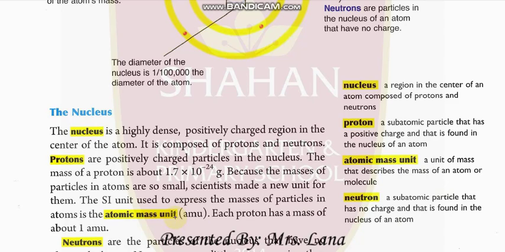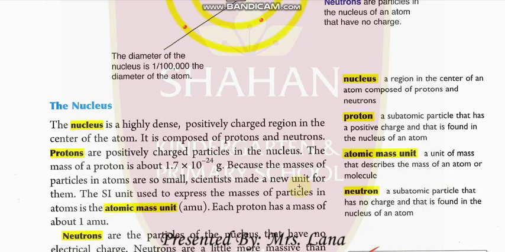Each proton has a mass of about 1 AMU, atomic mass unit. So what is the atomic mass unit? It is the unit of mass that describes the mass of an atom or molecule.